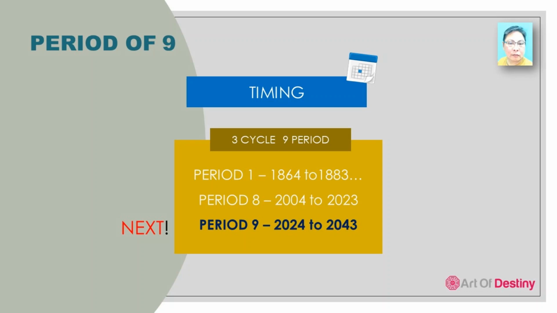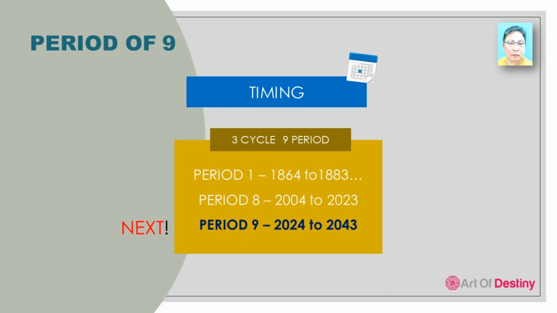Now this is the 3 cycle 9 period system. Just for your information, if we are referring to the 2 cycle 8 period system, the length of period 9 is different. It's not 20 years, it's 27 years. And it starts not in 2024 but in 2017, right?